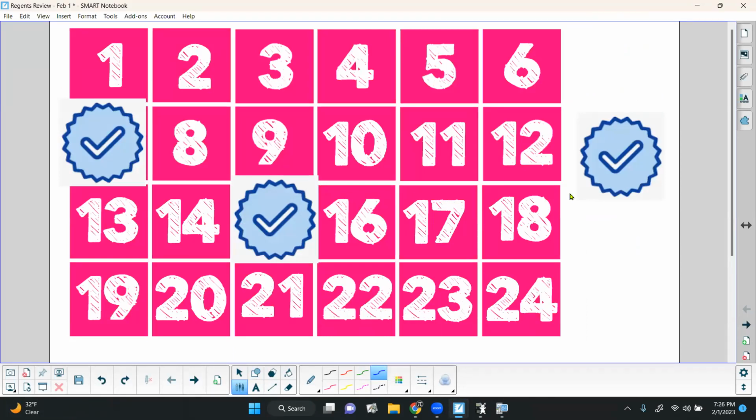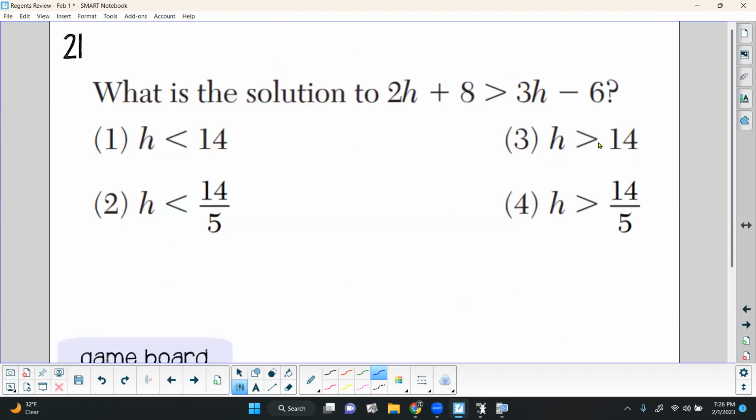I'm going to go back to the game board and let's see. The last person to pick was Daniela. She picked 13. So next up is Leslie. Pick a number, any number, Leslie. Pick a question, any question. Leslie's going with 21. Okay, here we go. 21. Give it a try, kids. This should be quick.